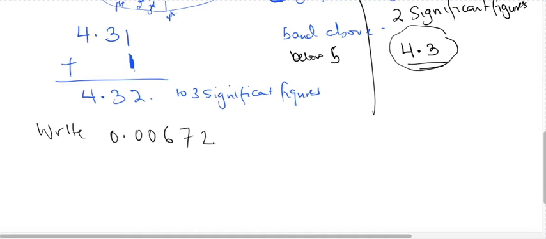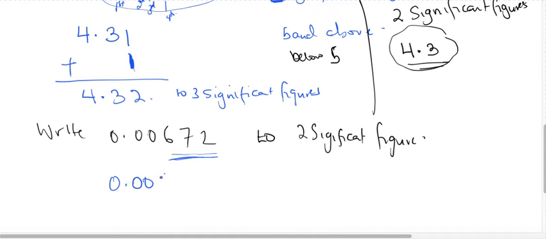Alright. What if the number was 0.00672, two significant figures? You know the rule that zeros before digits are not counted. So generally this one is 3 significant figures. So if they want 2, you write 0.0067. Look at the third one. If it is less than 5, you delete it. If it is more than 5, add 1 to the 7. Be careful not to add a 0 if they have said significant figures. Okay, I hope you understood that.